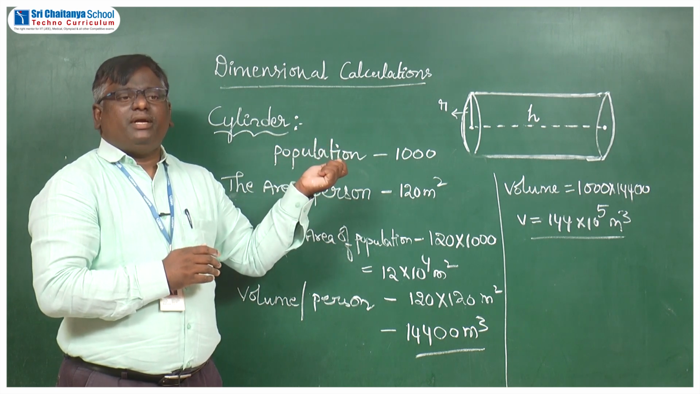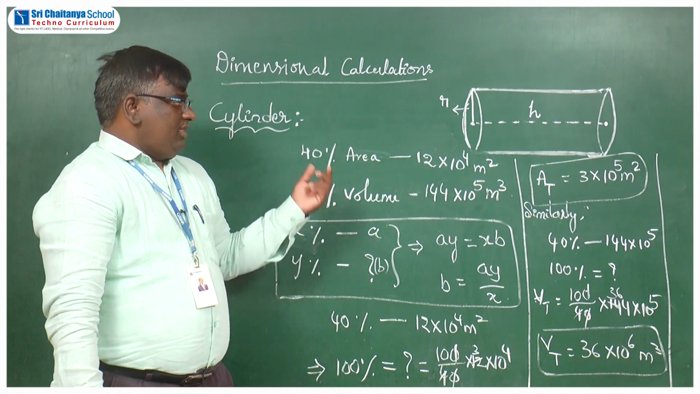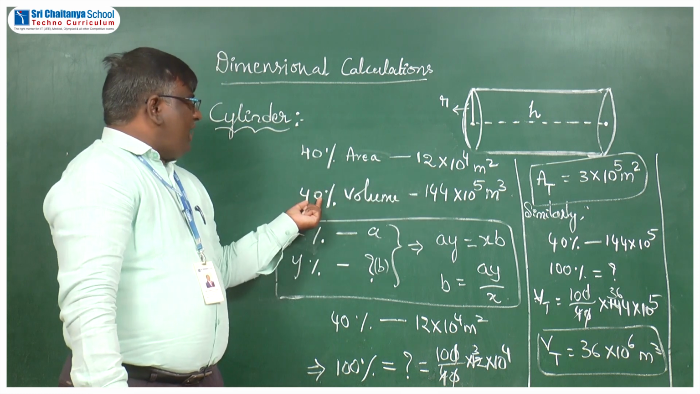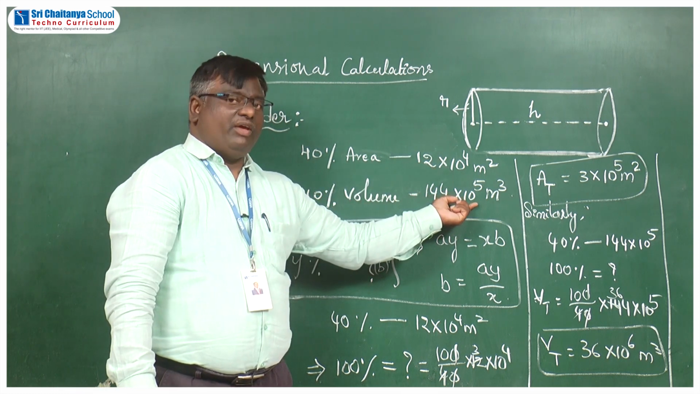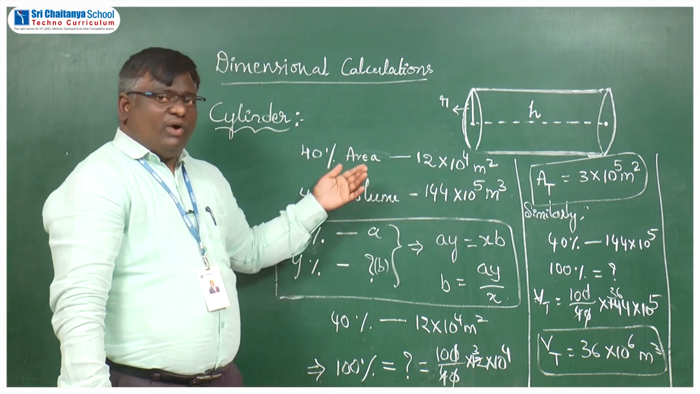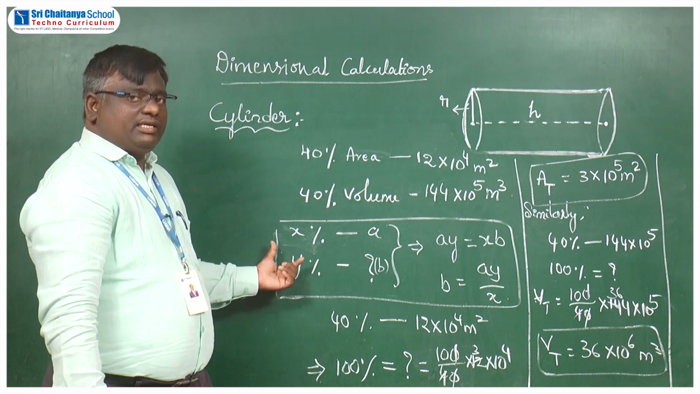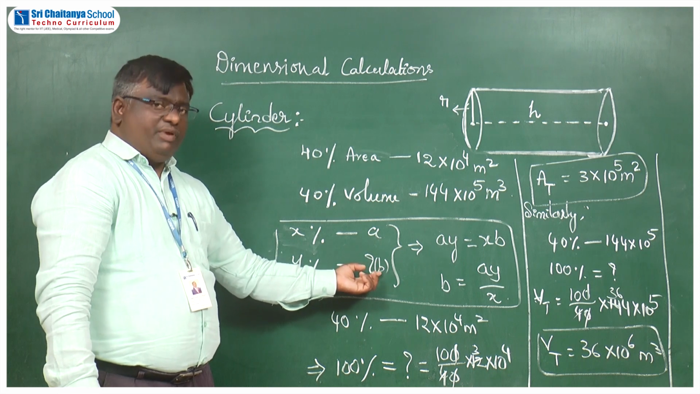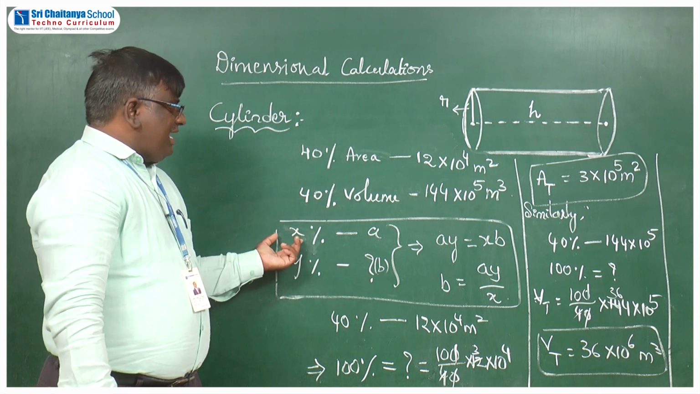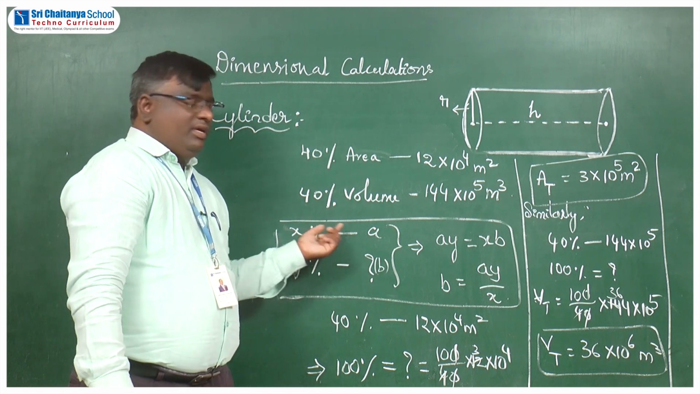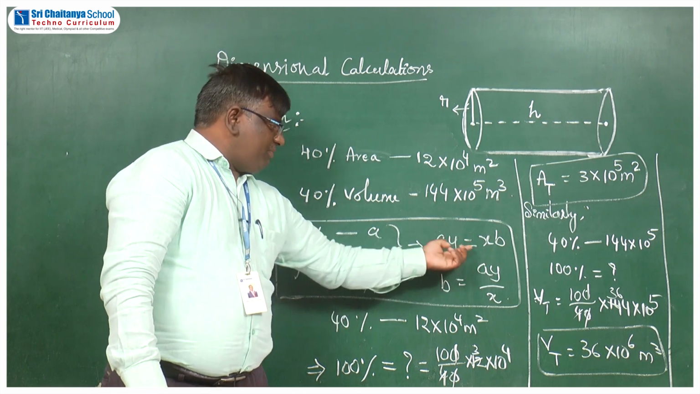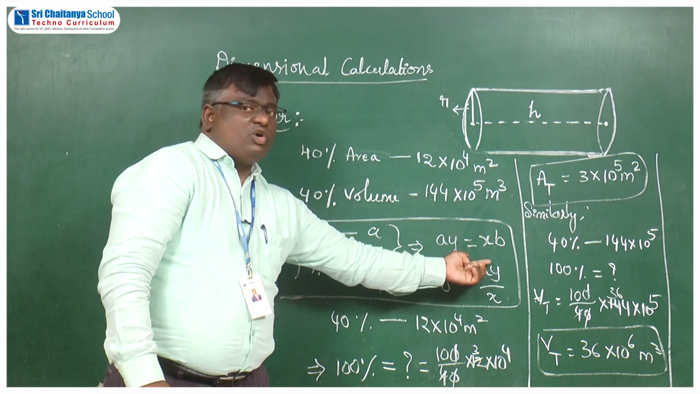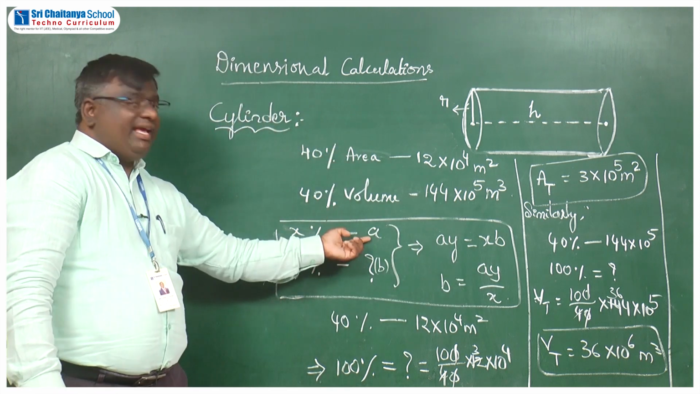This is also a simple mathematical calculation. Okay, now the 40% area we got the value 12 into 10 power 4 square meters. 40% of volume we got 144 into 10 power 5 cubic meter. Now if you want to convert it into 100%, this is the simple logic. If x percent is equal to a, then y percent is equal to how much? Let us suppose it is b. So as a simple mathematical calculation, ay will become bx. From this, b is equal to ay by x, or we can say it is y by x of a.